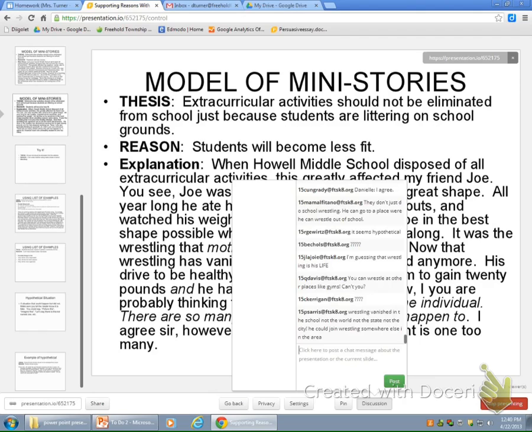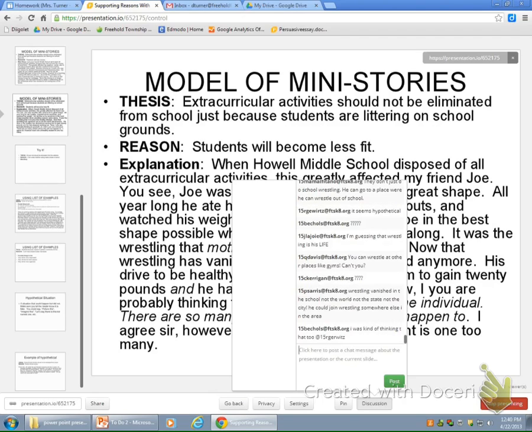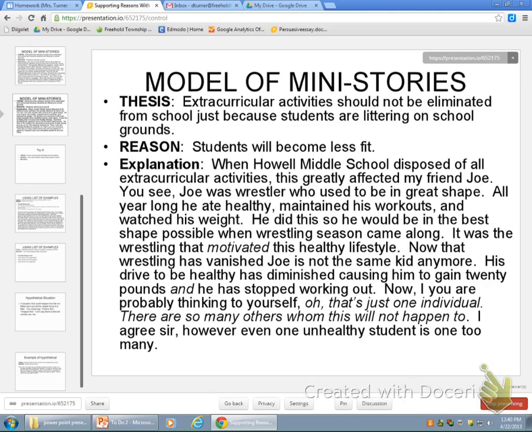Yes, she definitely would care more about the students getting what they need versus the teachers getting extra money. So yes, now I changed my mind. So what writing crafts do you see? Name it out. Go ahead. Greg. Personification. Read me the personification. It says wrestling was a wrestling that motivated this healthy lifestyle.